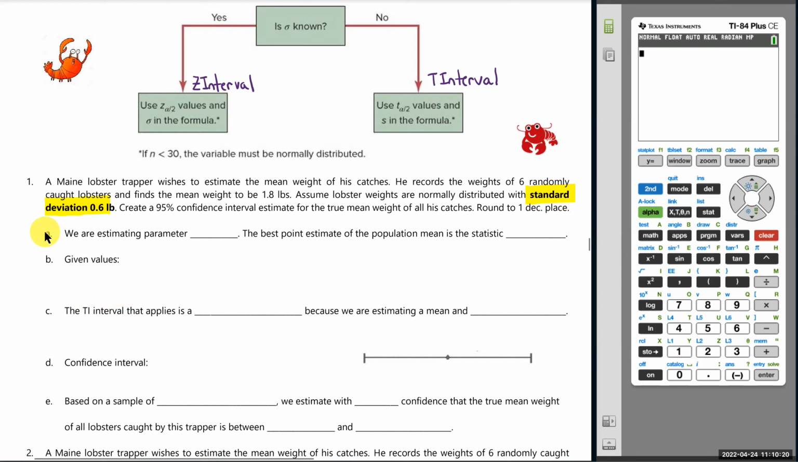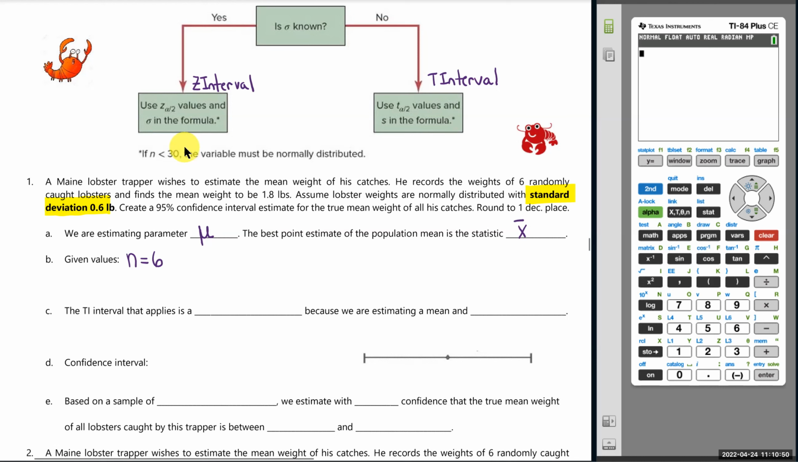Let's get the symbols down. We're estimating the population parameter mu, and our best point estimate will be the corresponding sample statistic, in this case x bar, the sample mean. Let me start at the beginning with the given values. He recorded the weights of 6 lobsters, so our lowercase n, our sample size, is 6. That would be considered a small sample size.